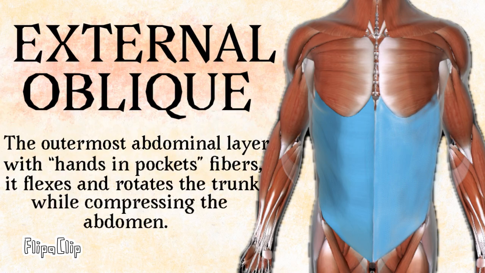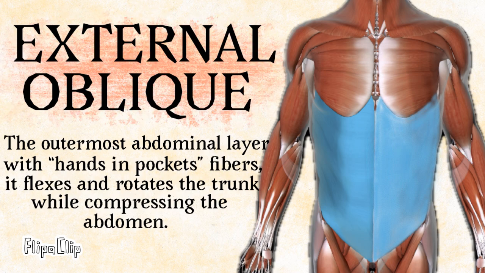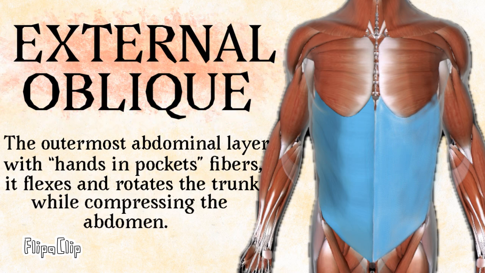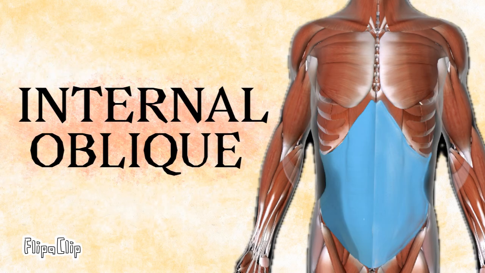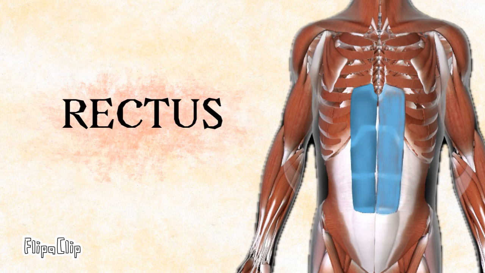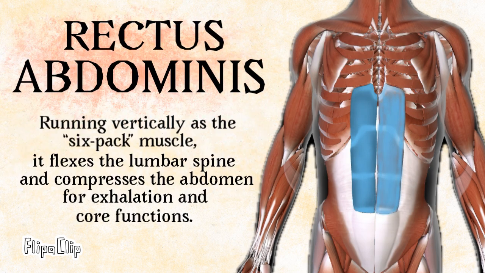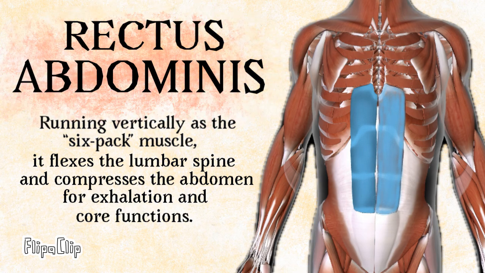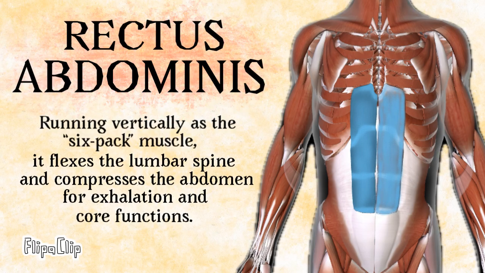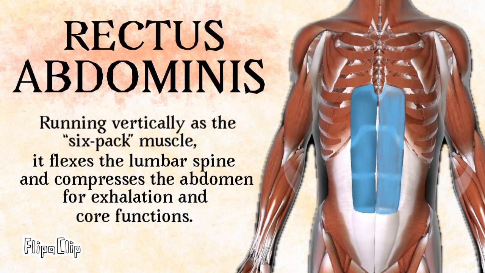External oblique. The outermost abdominal layer with hands-in-pocket fibers. It flexes and rotates the trunk while compressing the abdomen, while internal oblique is deep to the external. It flexes and rotates the trunk to the same side. Rectus abdominis. Running vertically as the six-pack muscle, it flexes the lumbar spine and compresses the abdomen for exhalation and core functions.